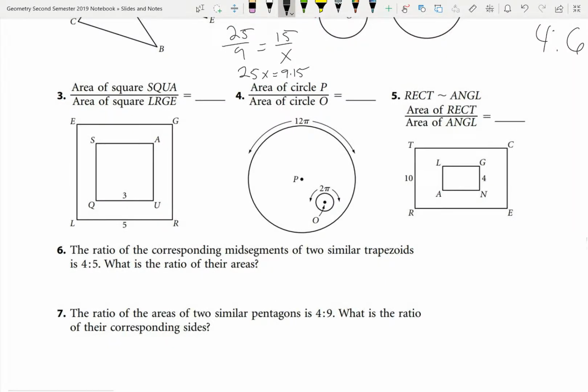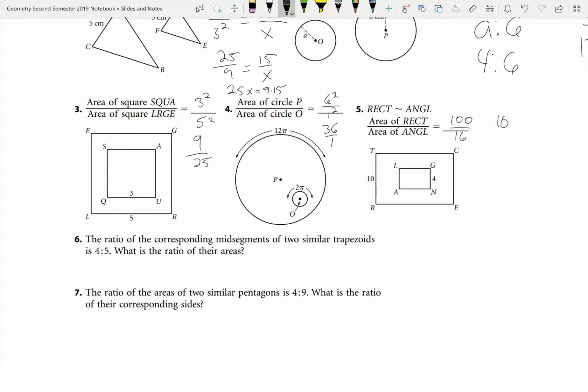For this one, you're just going to, let's see here. The ratio of sides is 3 to 5, but you're going to square these. So 9 to 25. And this one will be 6 squared to 1 squared, which is 36 to 1. This one will be 100 to 16, because that comes from 10 squared to 4 squared.